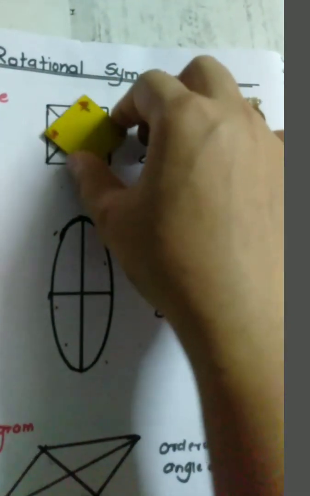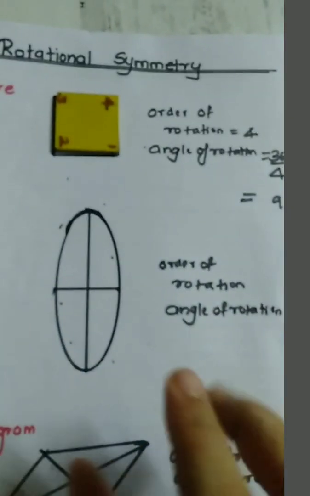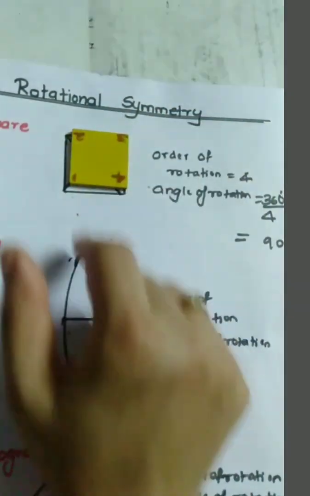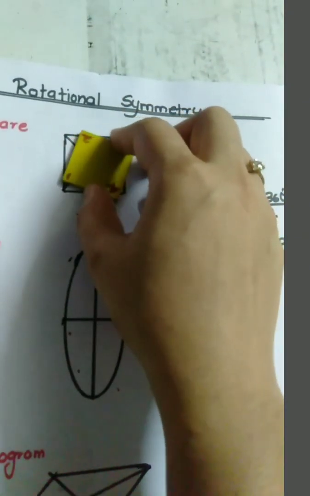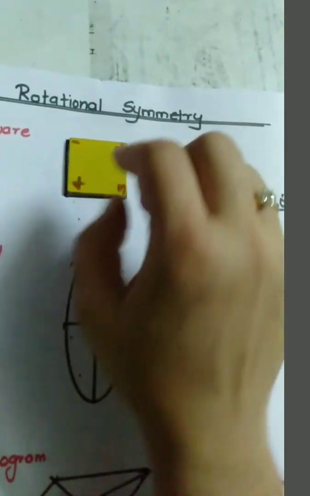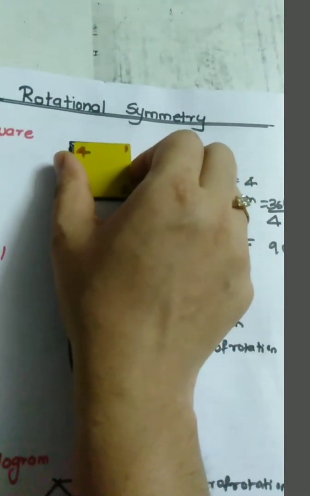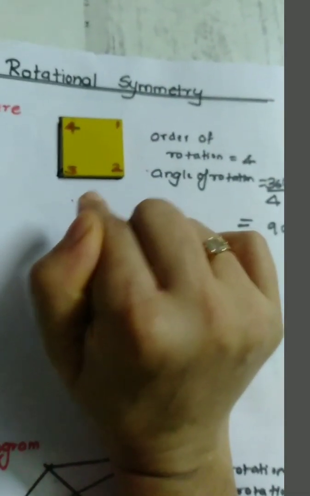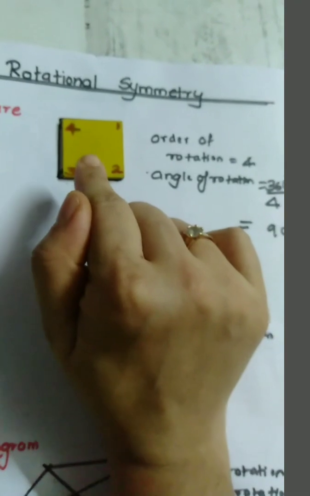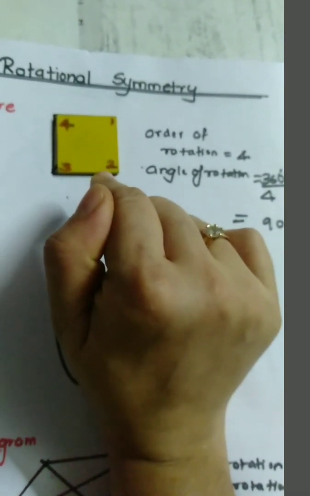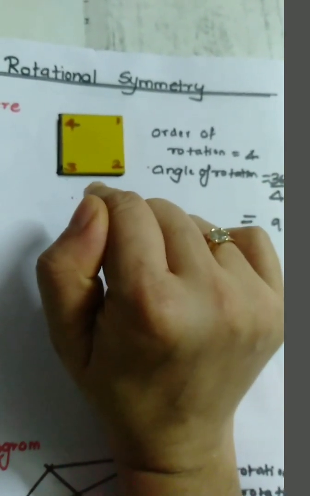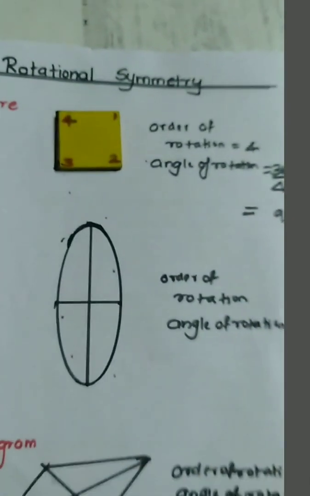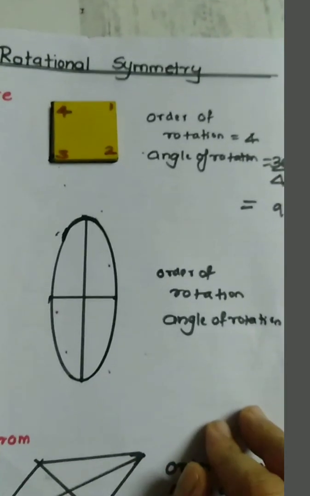If I rotate this square one rotation, it still looks the same. Similarly, if I give one more rotation, it still looks the same, and again one more, it still looks the same. Now it has come to the original position. So if you give a rotation and the object's shape still looks the same, then it is called rotational symmetry. After rotation, the object has to look the same, fitting exactly in that position.